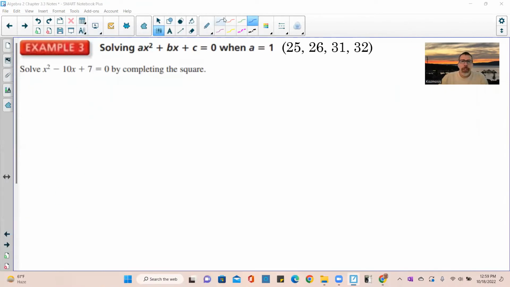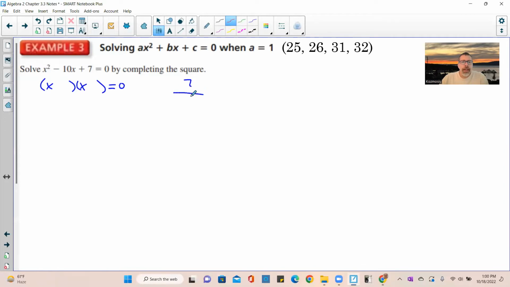Okay, example 3. Solving a standard form quadratic when a is 1. So here a is 1, and we have x squared minus 10x plus 7. So before, let me explain why we complete this square. If I were to just jump right in and go like this, I haven't really explained why we complete the square. I need factors of 7 that add up to 10 to make this true.